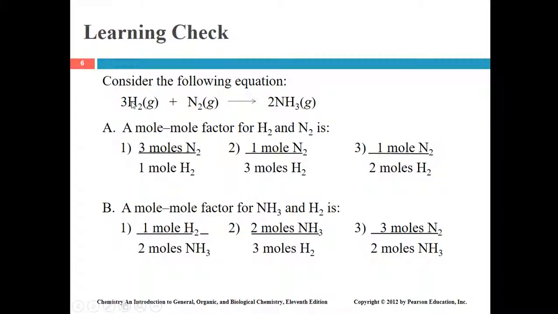Well, we have 3 moles of hydrogen to 1 mole of nitrogen. Let's see what that ratio is. 1 mole of nitrogen to 3 moles of hydrogen. Yes, we could have written it either way. That works. So that is number 2.